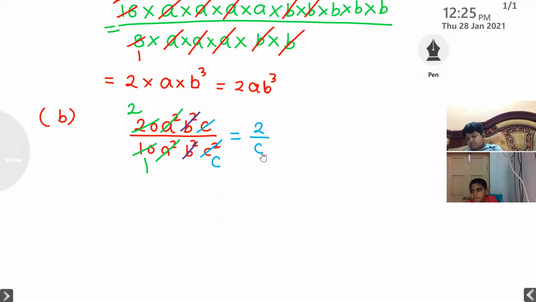If you want to expand also, you can expand, but make sure if variable degree is very low, then we can do it. If variable degree is very high, we cannot do like that. We have to cancel like that only.